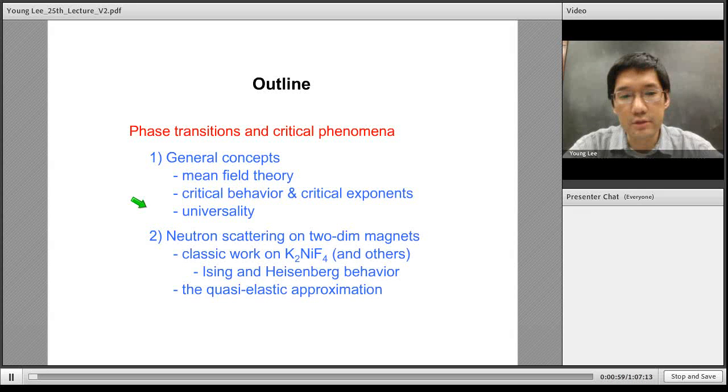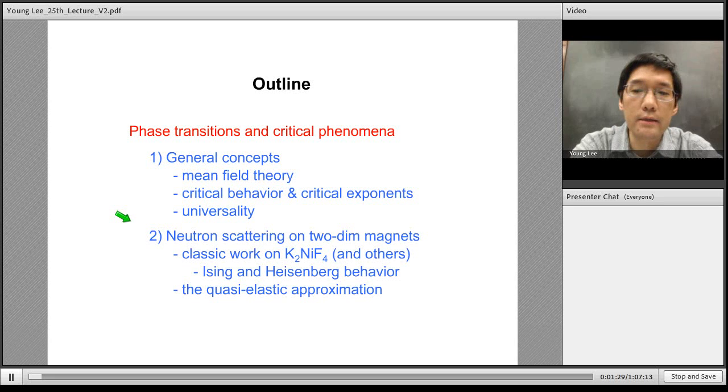And there's this nice idea that's quite powerful in condensed matter physics that very different physical systems can have very similar critical behavior if a certain set of parameters are similar, such as dimensionality or symmetry of order parameter, which I'll get into, and they can fall into similar universality classes. And it turns out that neutron scattering has played a really important role in our understanding of critical phenomenon.